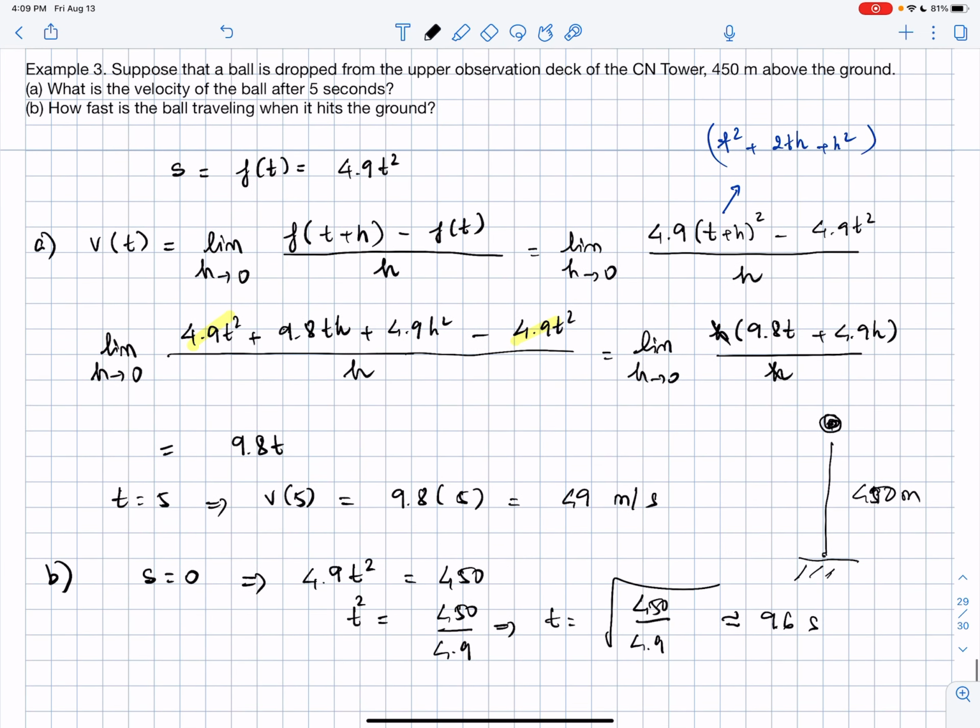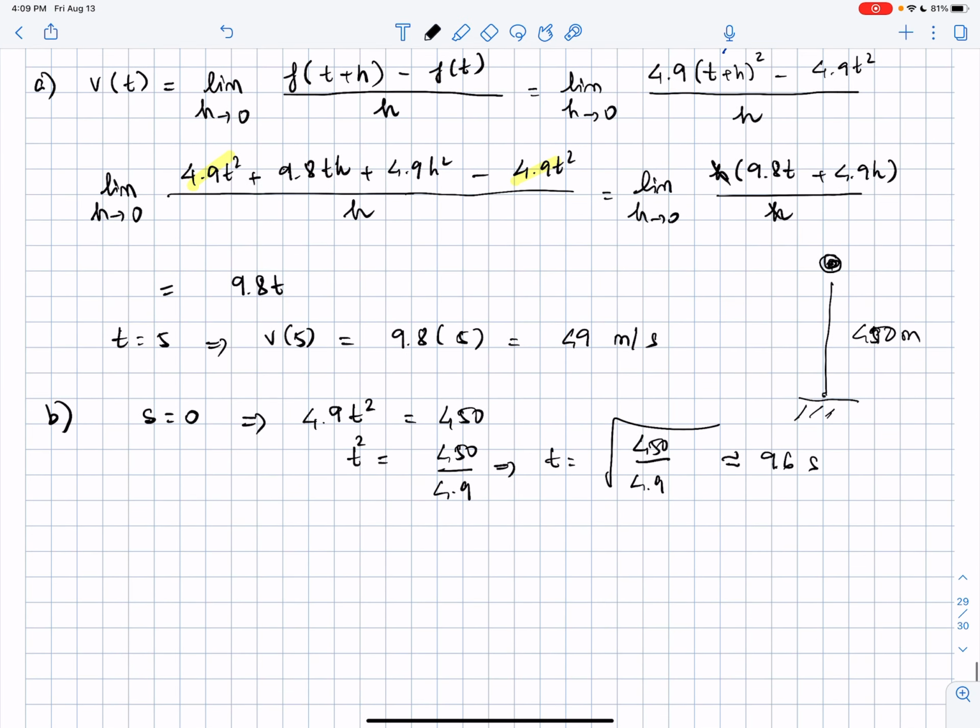The question asks us how fast. How fast means they ask us for the velocity. So the velocity that we did in part A is v of t equal to 9.8 t. And at the ground, the time will be 9.6 seconds. So we will just go ahead and plug in 9.6. Then we get the answer, which is approximately 94 meters per second.